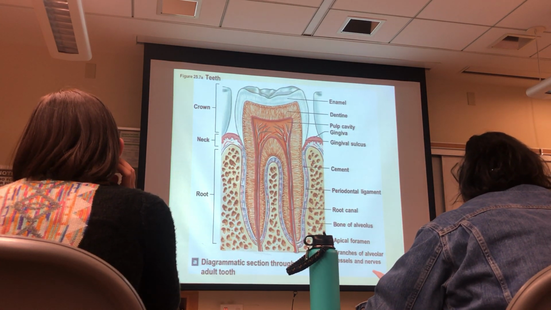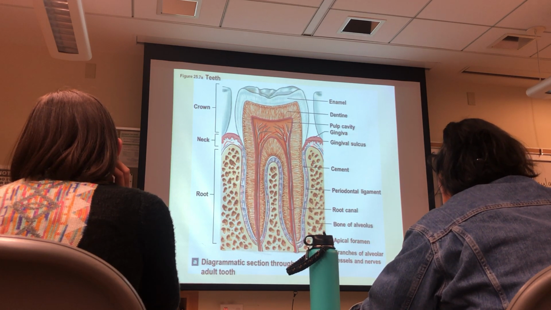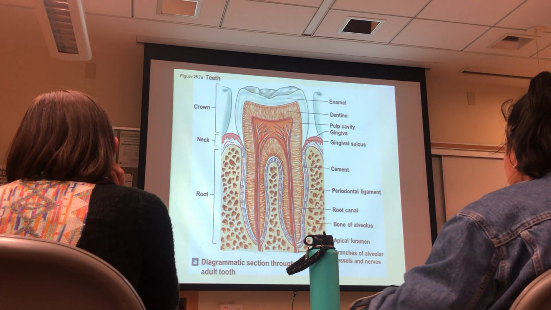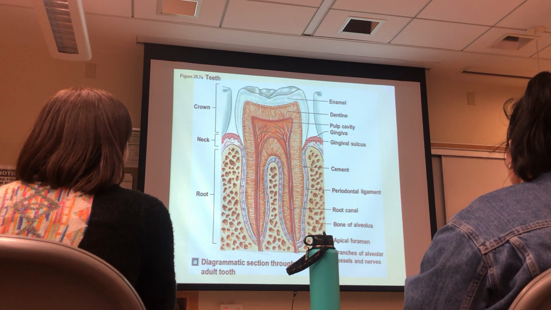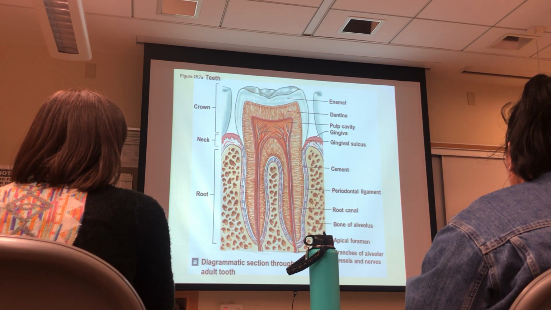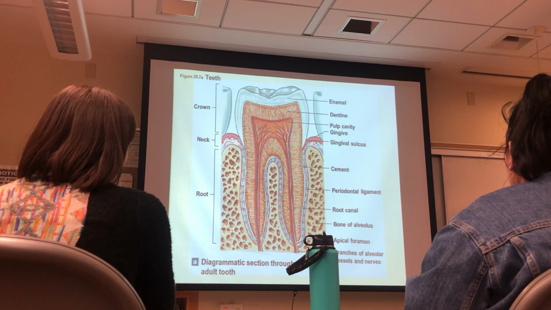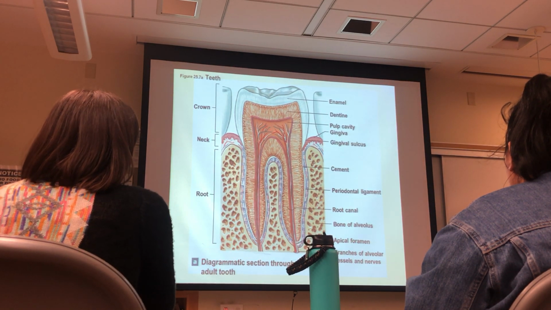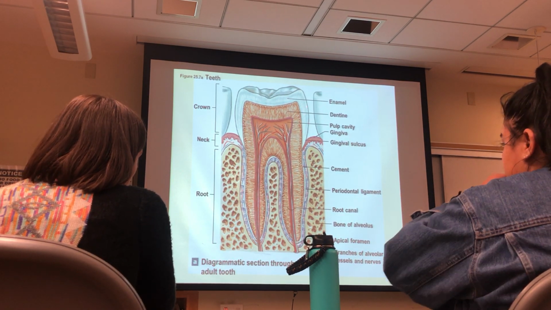And what's the gum called? The anatomical word for gum is gingiva. If you look at the crown, we have enamel, we have dentin, and then we have the pulp. The pulp is the inner cavity full of blood vessels and nerves. Enamel is the hardest substance in the body.